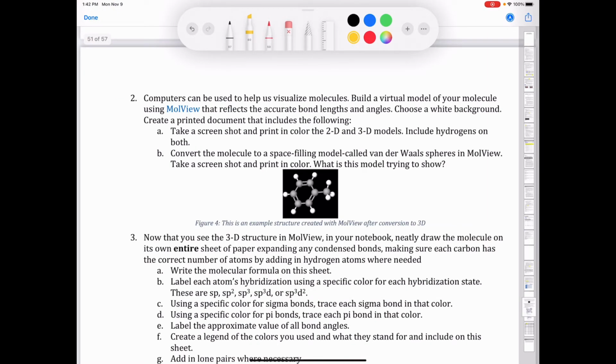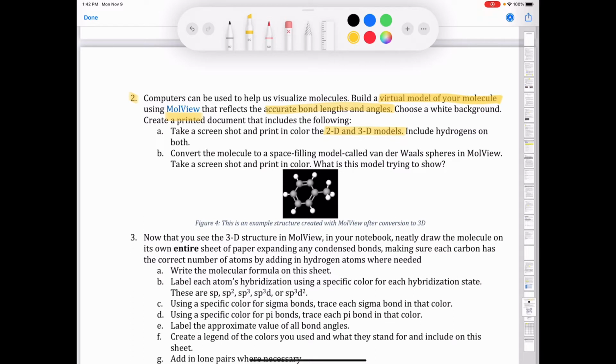After that, in part 2, you're going to use the program MolView to help you build a virtual model of your molecule. You're going to be shown the accurate bond lengths and bond angles, and then you want to take a screenshot and print it in color. You want to print both the 2D and the 3D models. Make sure to include the hydrogens on both.